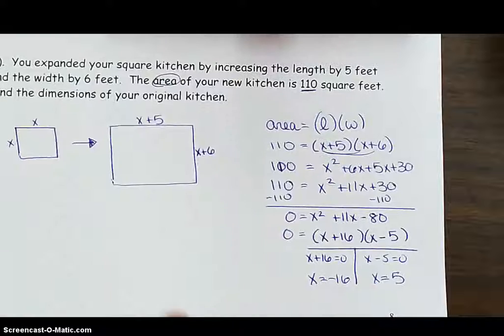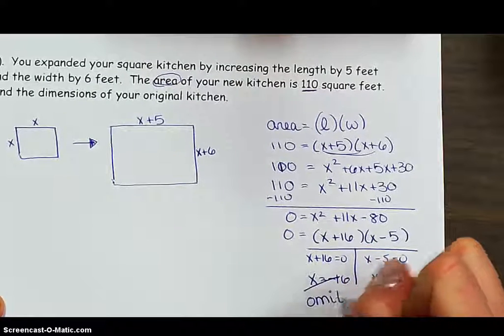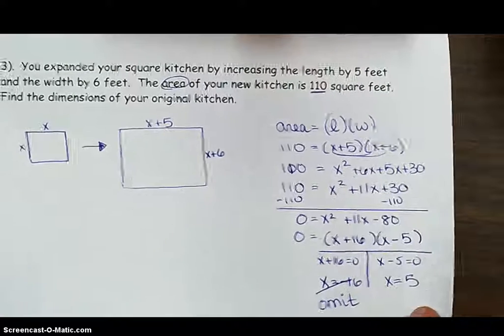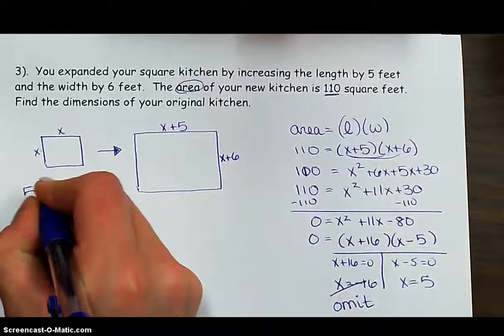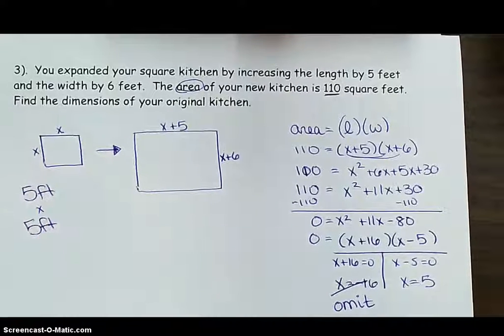Now, once again, we're talking about the sides of a shape, so we have to omit the negative, and we found x to be equal to 5. So the question says find the dimensions of the original kitchen, which is the x's, so it's going to be 5 feet by 5 feet. So that's your length and your width.